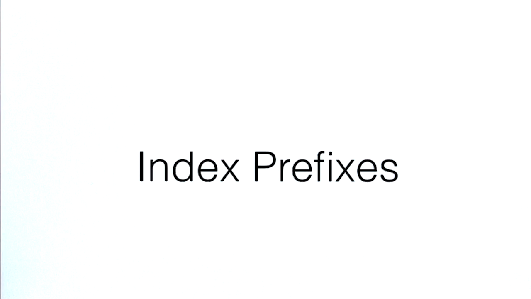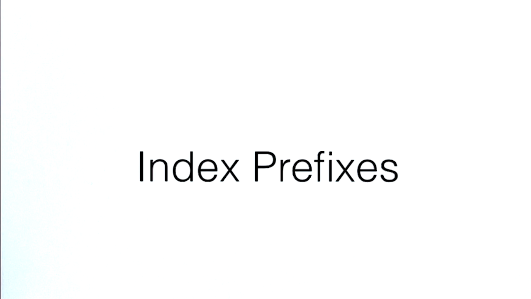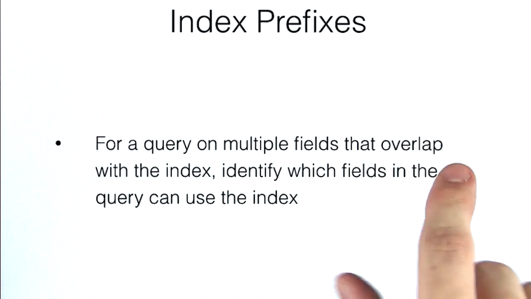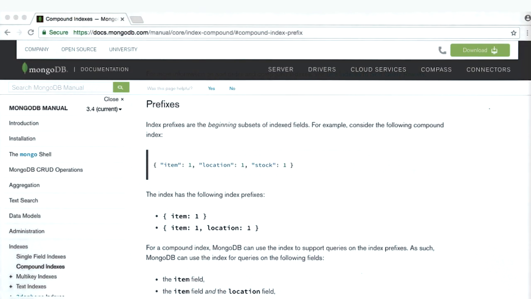In this lesson, I want to further discuss querying with compound indexes. Specifically, I want to talk about index prefixes and how they're used when we query. By the end of this lesson, for a query that has multiple fields that overlap with an index, you should be able to identify which fields the query can use the index for. The way you're going to learn how to do that is through index prefixes.